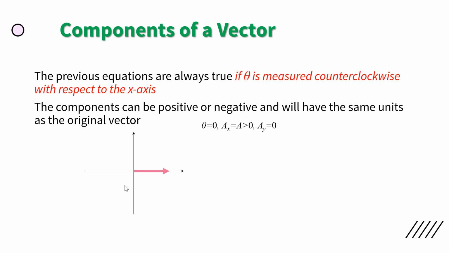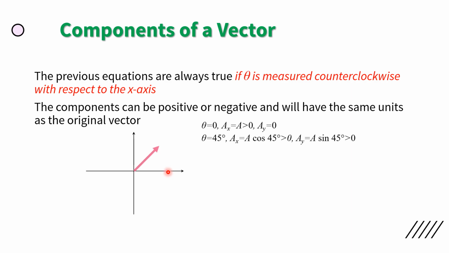Now, the previous equations are always true if theta is measured counterclockwise with respect to the positive x-axis. The components can be positive or negative and will have the same units as the original vector. Consider this vector, vector A. This vector is positioned along the positive x-axis. Therefore, theta is equal to 0. The x component of this vector is just equal to the magnitude of vector A, and the y component is obviously 0. So it has no projection along the y-axis.